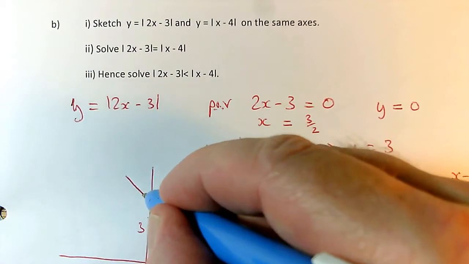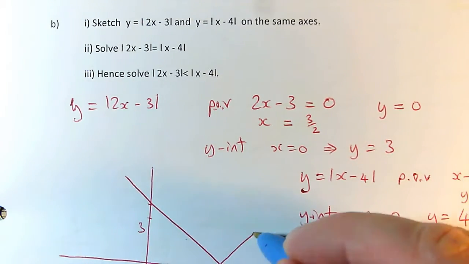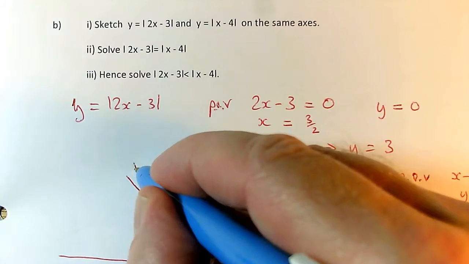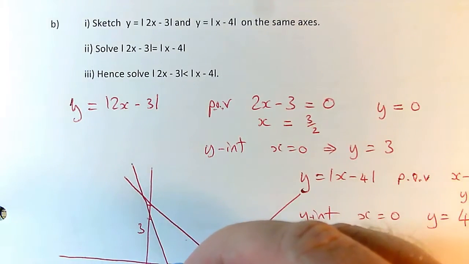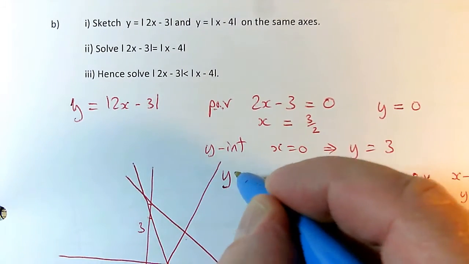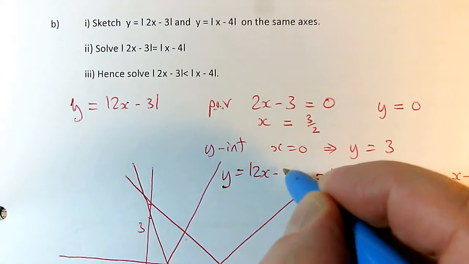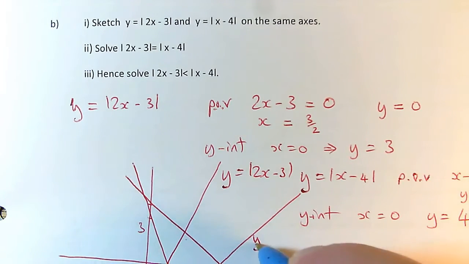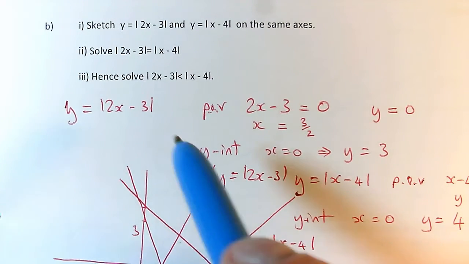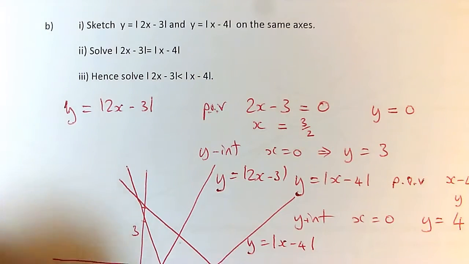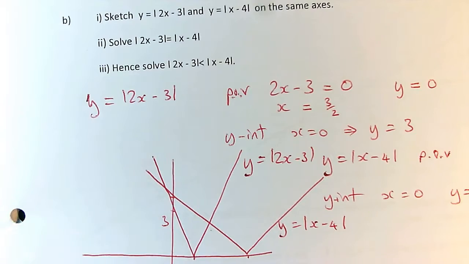So if I've got a v-shaped graph that does that, and my other v-shaped graph is a steeper one, which looks like that. So this is y equals modulus of 2x minus 3, and this is y equals modulus of x minus 4. And having drawn the graphs makes part 2 much easier, because I can now work out exactly which branches of the curve I'm on.